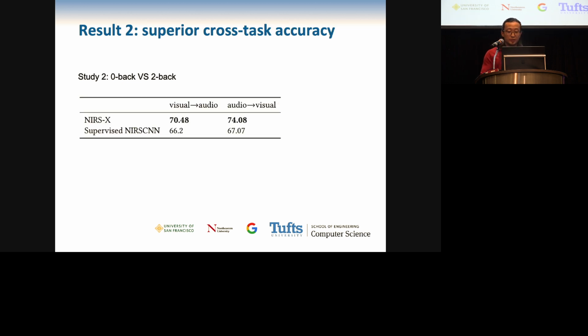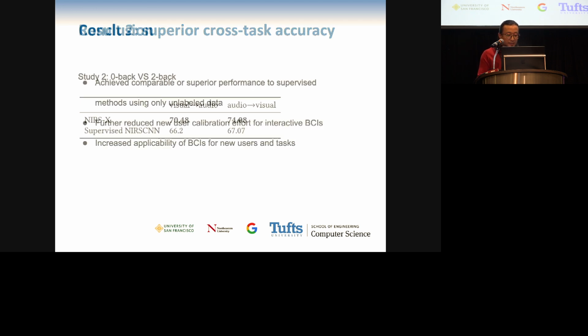Here are the transfer learning results between the visual and audio binary classification. As you can see, NIRS-X outperforms the supervised baseline by a notable gap. Another interesting thing is that the results show we are capturing some real internal brain process rather than a more superficial perceptual process.